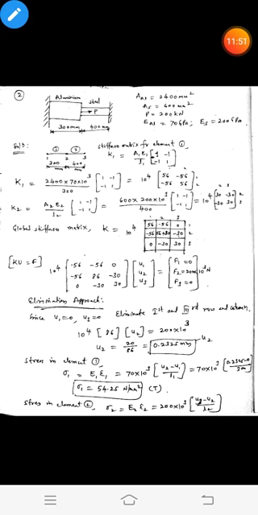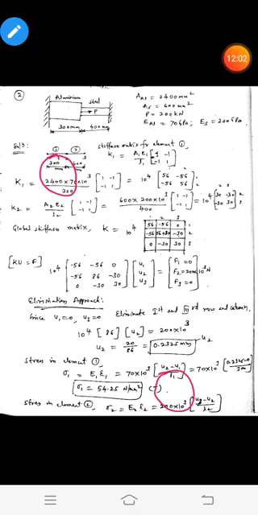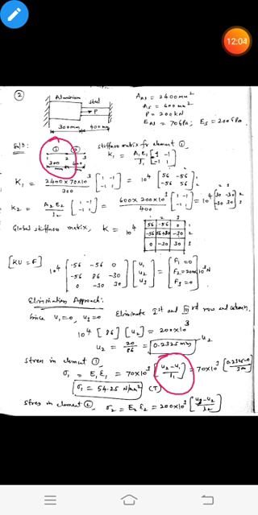Strain in element 1 is the change in displacement divided by the original length of element 1, L1. What is the change in displacement? Since element 1 consists of two nodes, 1 and 2, the final node is 2 and the initial node is 1, so it is u2 minus u1 divided by L1. Therefore this equals 70 into 10 raised to 3 into the bracket: u2, which we just calculated as 0.2325, minus u1, which is 0, divided by the length of element 1, that is 300, already given.